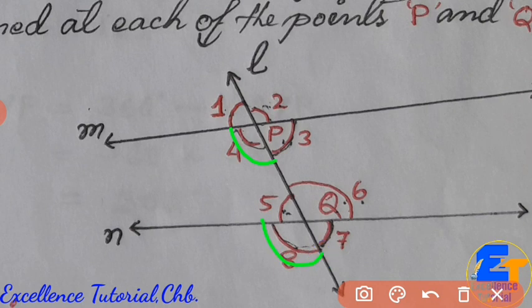Angle 4, can you say the corresponding angle of angle 4? Yes, of course it is angle 8, because see, angle 4 lies on the left side of the transversal and below the line M. In the same way, at point Q, angle 8 lies on the left of the transversal and below the line N.